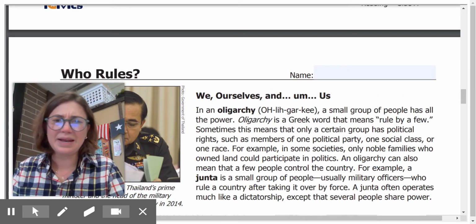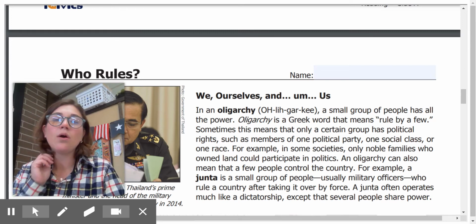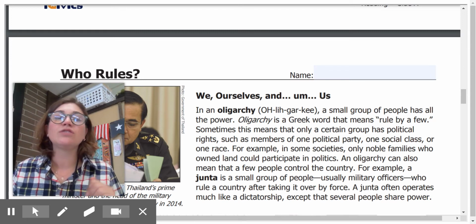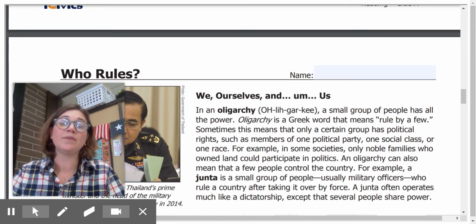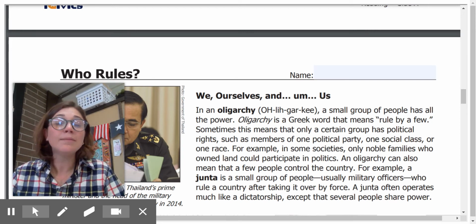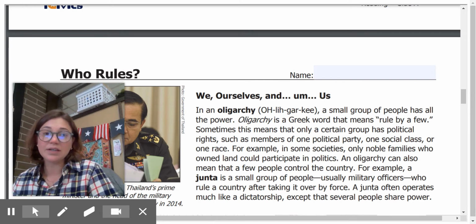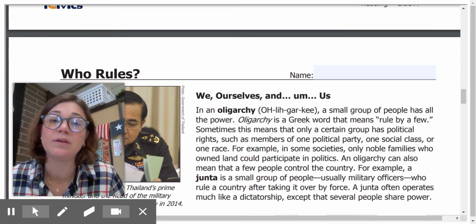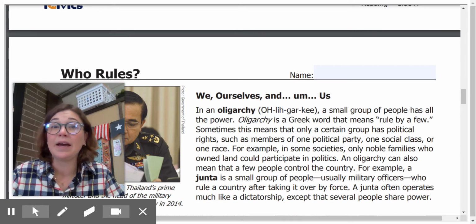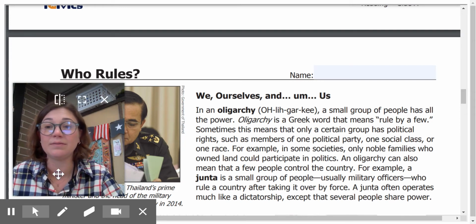So now we get to something kind of in the middle. In an oligarchy, a small group of people has all the power. Oligarchy is a Greek word that means rule by a few. Sometimes this means that only a certain group has political rights, such as members of one political party, one social class, or one race. For example, in some societies, only noble families who own land could participate in politics.